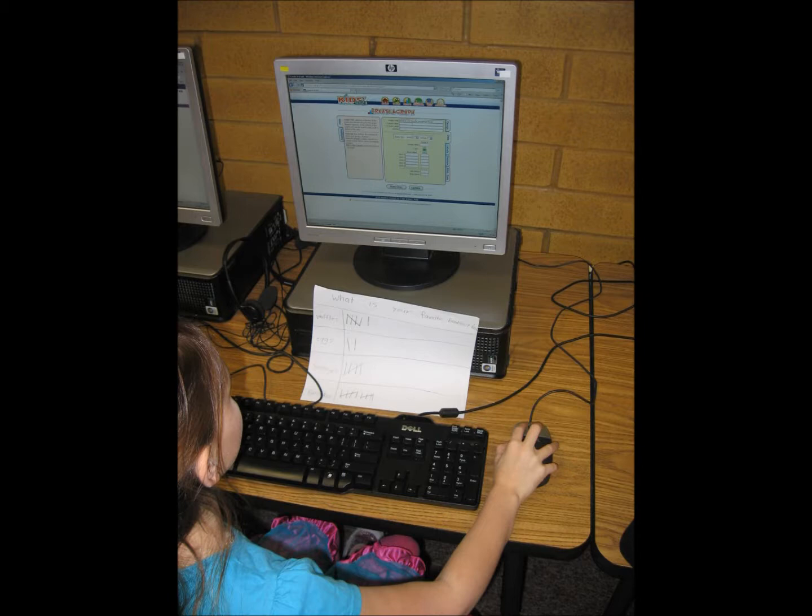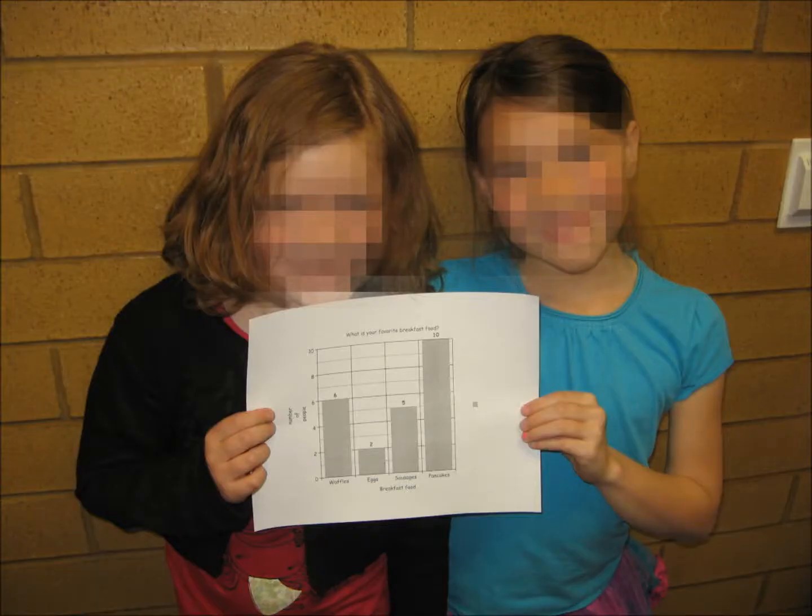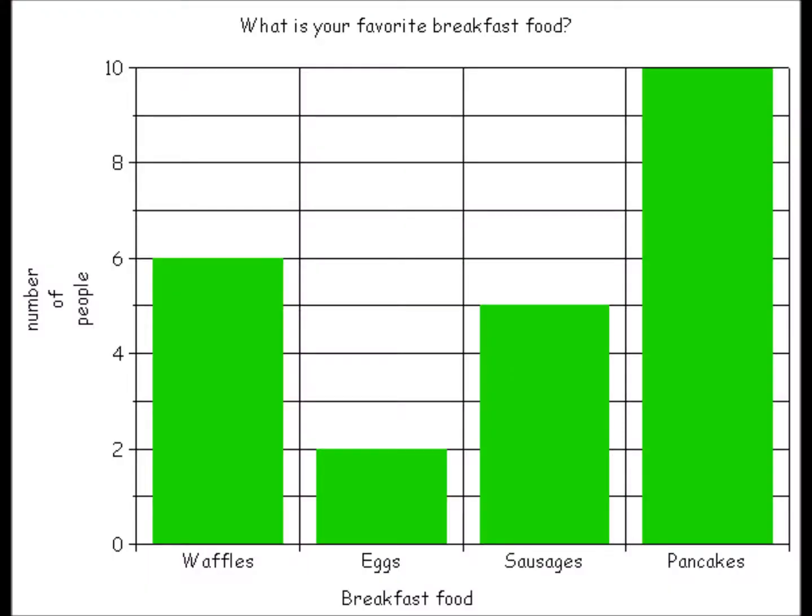I showed them how to enter the basic information, and then they determined what color they wanted the bars to be, what font, and what size, and all of that stuff. So they really enjoyed that. And when they were finished, as you can see here, they printed off their graphs. And this last picture is just a graph that I remade of one of the students. And it's the results from what is your favorite breakfast food. And as you can see, it goes exactly with the tally that these students did.